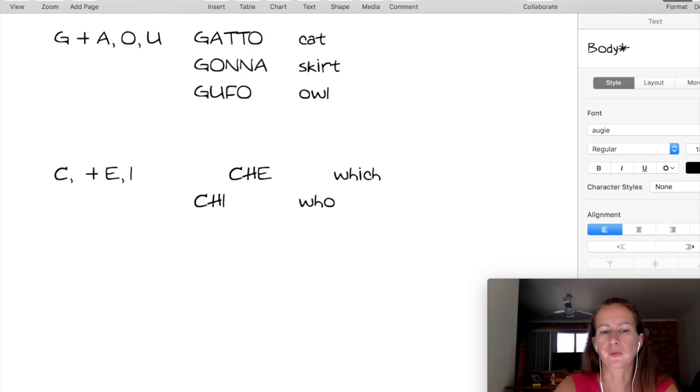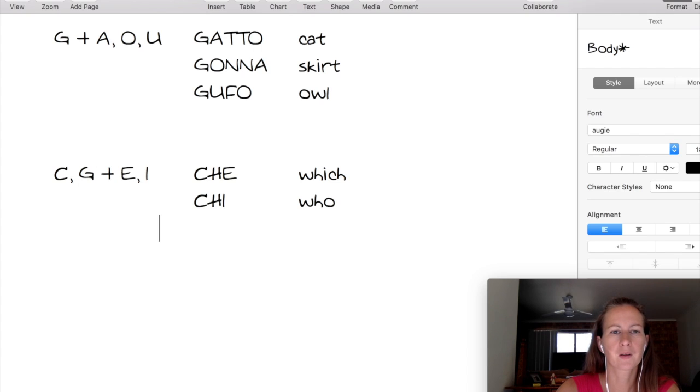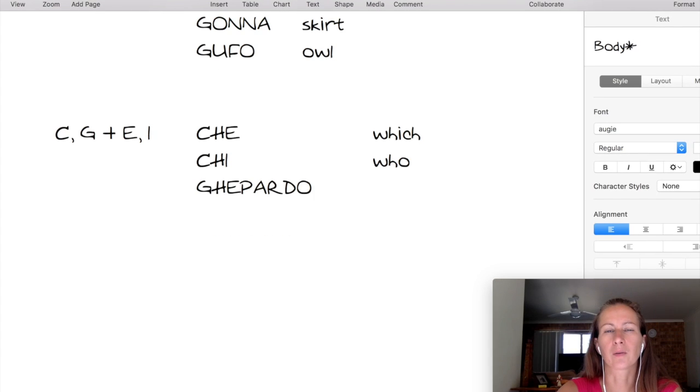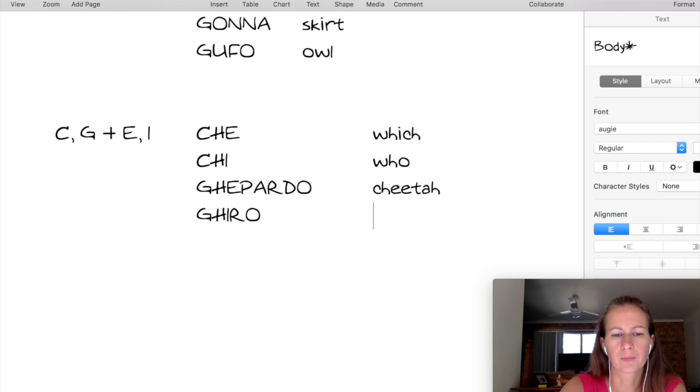The same happens with the letter G. So it means that if we have G and E, the sound would be Je, and if we want to make it Ge, we just put an H in the middle. An example is gepardo. Gepardo means cheetah. To make the sound Gi, we'll just have to put an H between G and I, as for example in ghiro. Ghiro is dormouse.